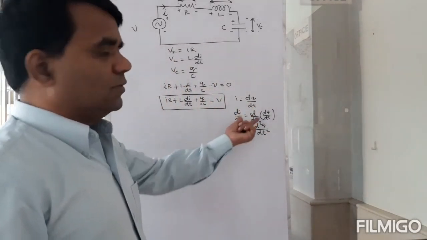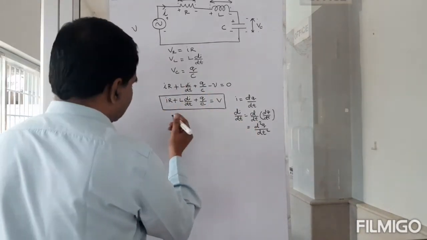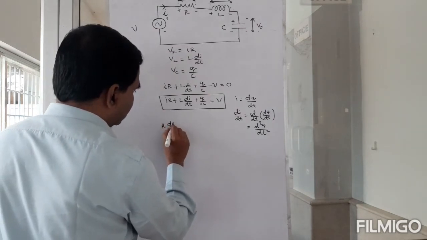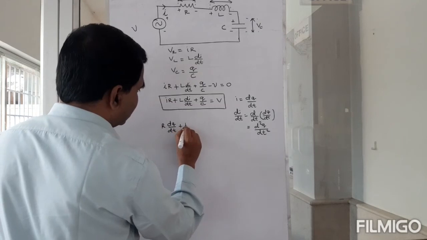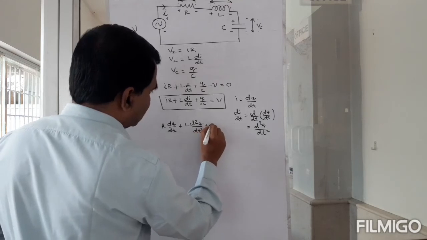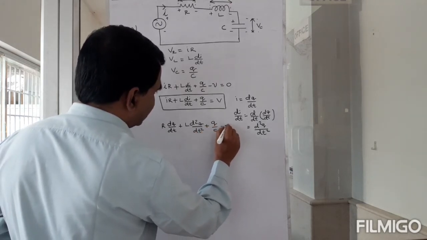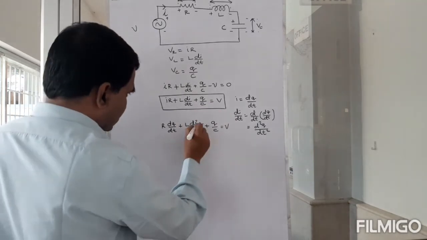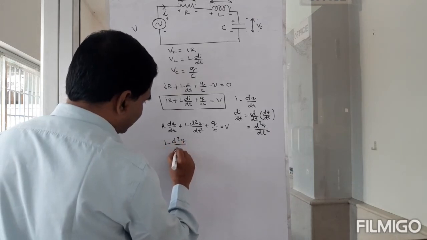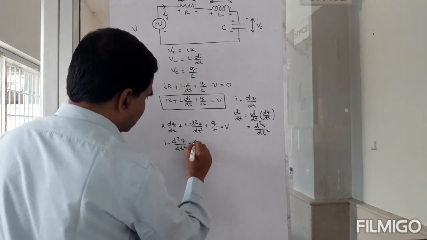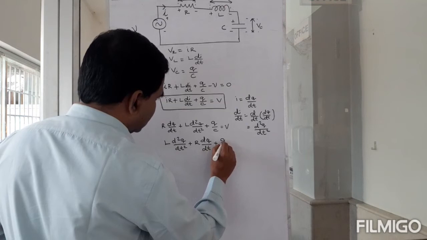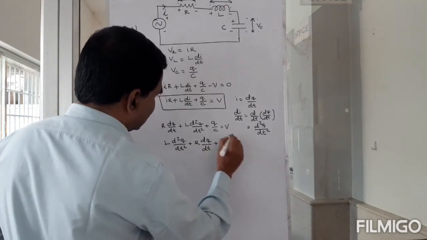So if I put this in here, then I'll get R dq by dt plus L d squared q by dt squared plus q by C is equal to V. And if I rearrange this, I'll bring this first: L d squared q by dt squared plus R dq by dt plus q by C is equal to V.